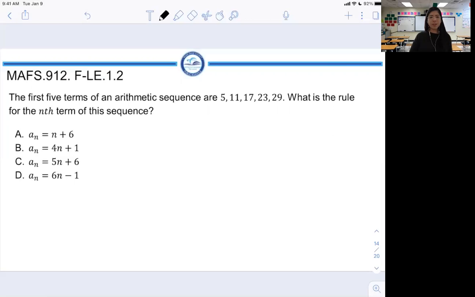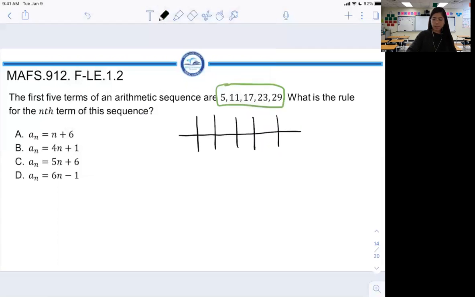The first 5 terms of an arithmetic sequence are 5, 11, 17, 23, 29. And then what is the rule for this sequence? So sequences, it's been a while since we've learned these, and we definitely have not reviewed them, which is fine. But this is how we always work with sequences. You have this list of numbers. Here's what we're gonna do with it. I'm gonna put it in a table.